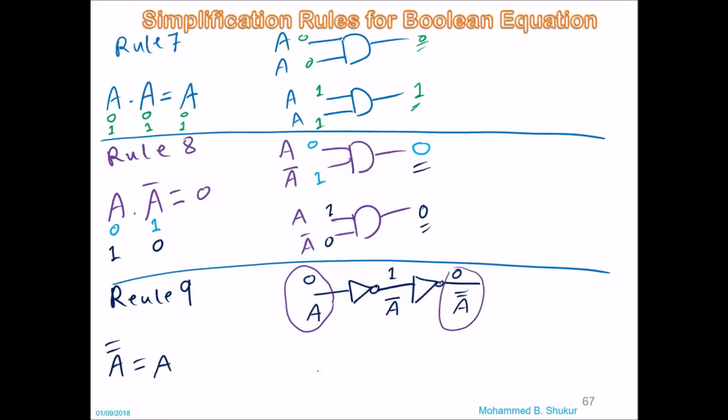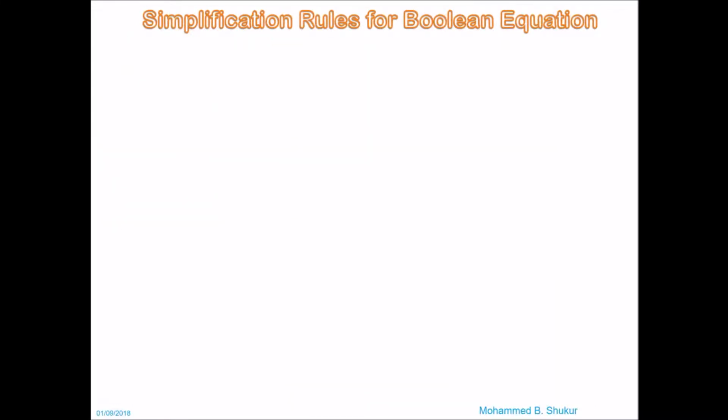The next case, I take A equal to 1. Okay, the same figure. But here I suppose A equal to 1. So A bar equal to 0, and A double bar, the inverse of 0, is 1. Also we can see the input A equal 1, and it's the same as the output A double bar, equal to 1 too. Now we have rule number 10.